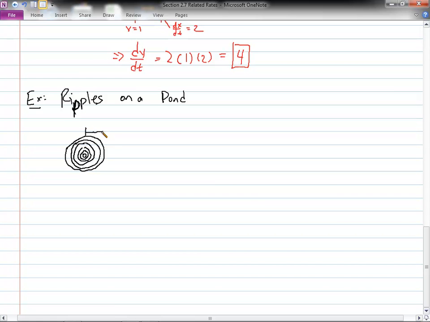And so on, right? So you've got a radius of that outer ring. The text says that a pebble is dropped into a calm pond, causing ripples in the form of concentric circles, which is what I've drawn for you here. We know that the outer ripple has a radius that is increasing at a constant rate of 1 foot per second.